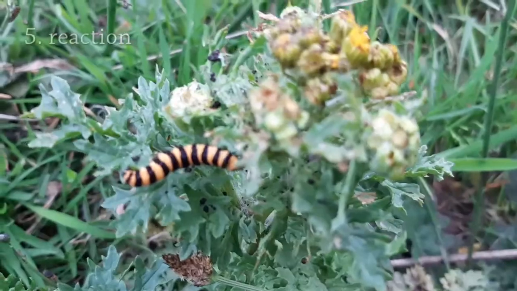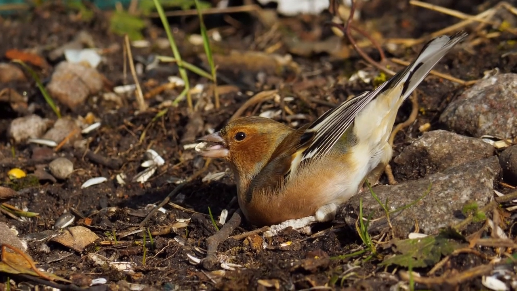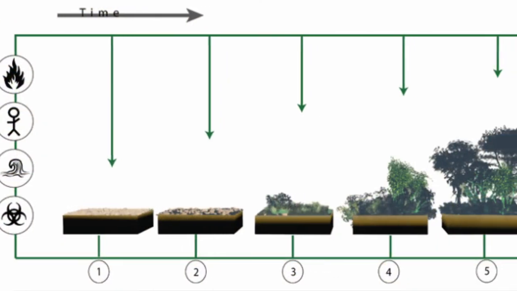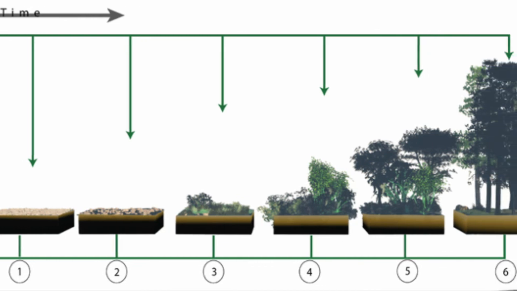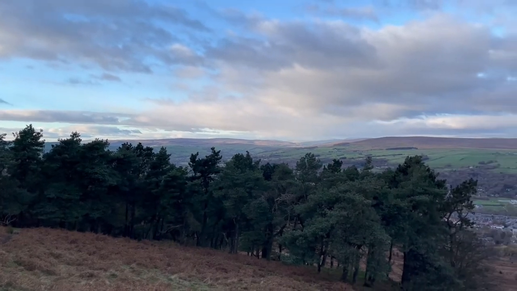Insects arrive to feast on these shrubs. Birds arrive to feast on these insects. Both affect the plant life, which then affects the animal life, and this is how an ecological community grows. Reaction after reaction to various changes until the community stabilises. The formation of a climax community.